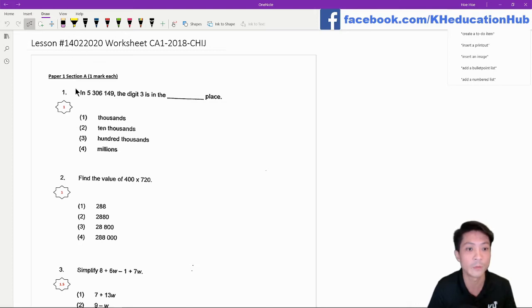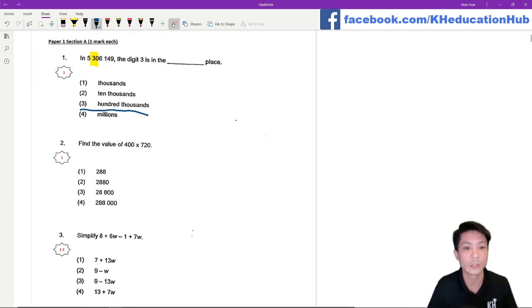The first question will be: in 5,306,149, the digit 3 is in which place? So we're looking at this digit over here. Let me use my pen. Okay, the digit 3 is in the 100,000 place. So this one you should be able to get it correct. Move on to the next question.